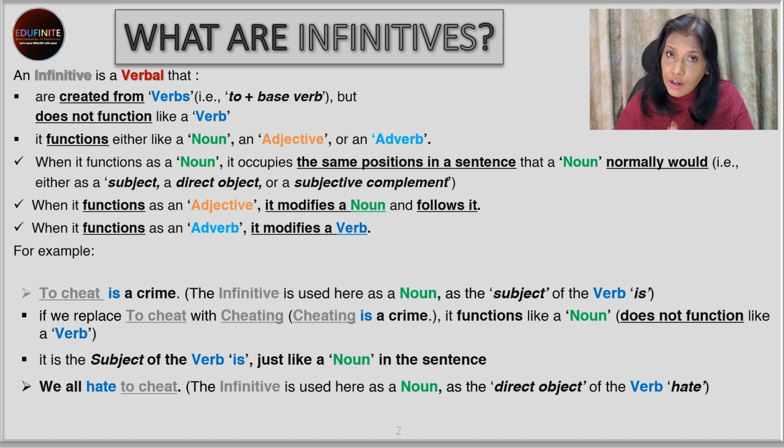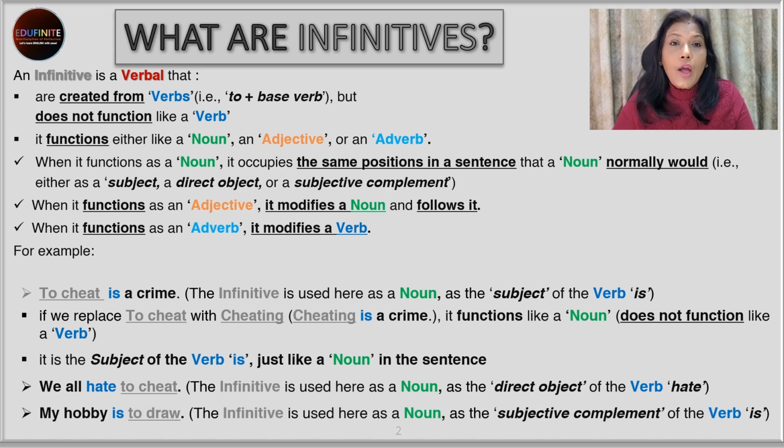Well, it is functioning as the direct object of the verb hate. So that's how a noun functions. So it's functioning as a noun over here. Next, my hobby is to draw. So again, to draw, to plus the base verb. So that's the infinitive, very identifiable.